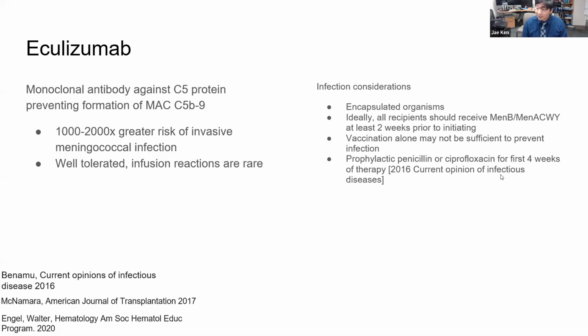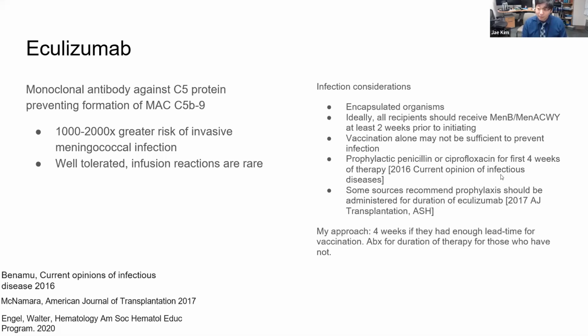Prophylaxis with penicillin or ciprofloxacin for the first 4 weeks was recommended by current infectious disease opinions, but other sources recommend that prophylaxis be administered during the entire duration of eculizumab. So my approach is 4 weeks if they've had enough lead time for vaccination, and antibiotics for the duration of therapy for those who have not.